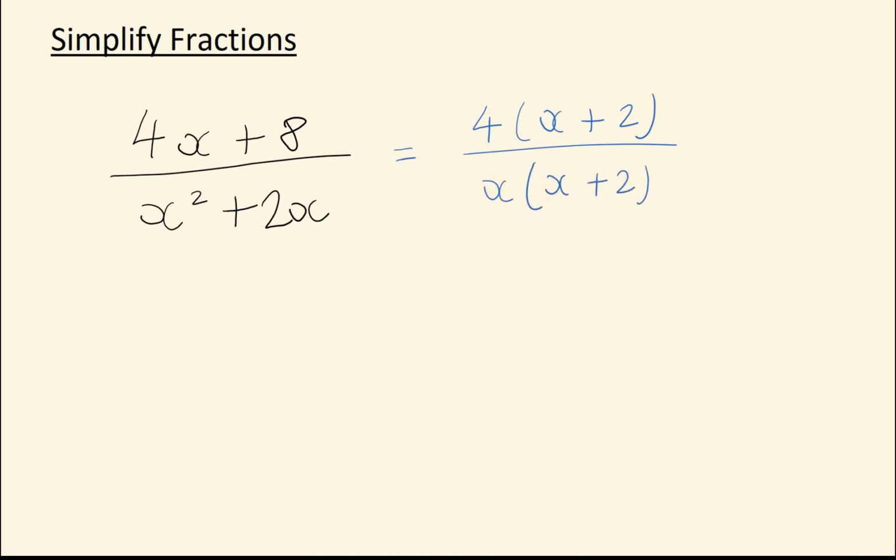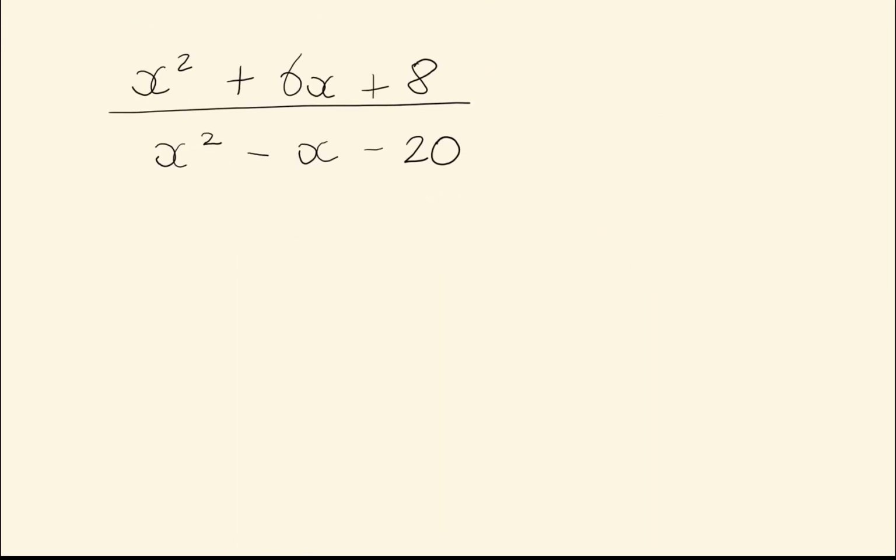Now we factorise this, we notice we have the same term, x plus 2 and x plus 2. They can both cancel out, so we're just left with 4 over x. And that is the only way you can simplify fractions. We have the same term in two places, and then cancel them both out. So let's put the same idea to a slightly harder question.